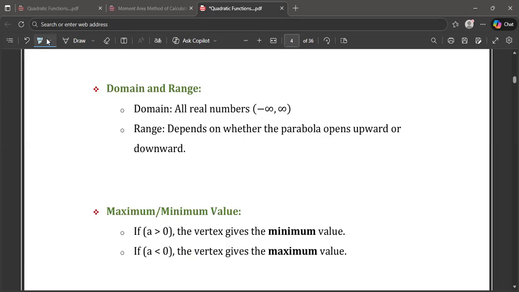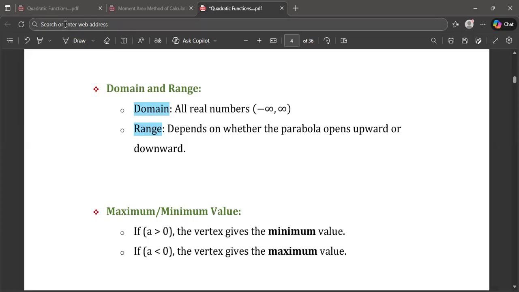And what will determine whether the parabolic curve is going to open downwards or upwards? Can you quickly tell me that? It is the coefficient.